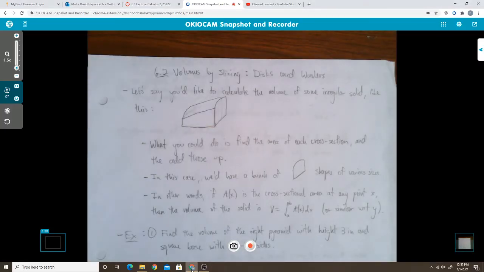6.2. We're going to talk about calculating volumes now. There are two methods that we typically use to calculate volumes in calculus. One way is to take slices of our three-dimensional object and find the area of each of those cross-sectional slices, and then integrate over the entire length of the volume that we're trying to find. You'll see what I mean as we go through this section.